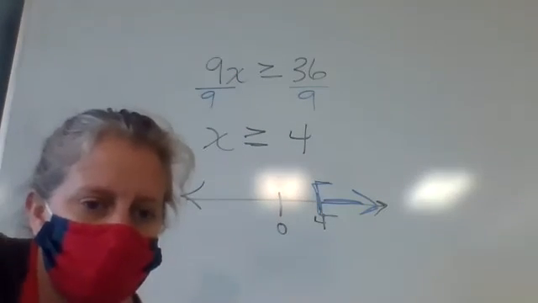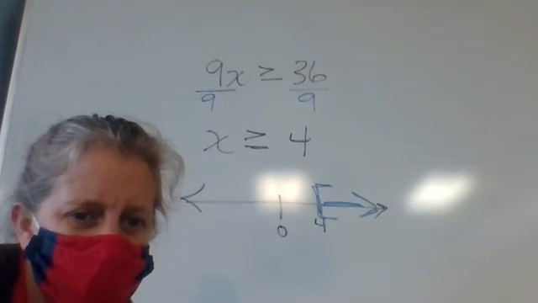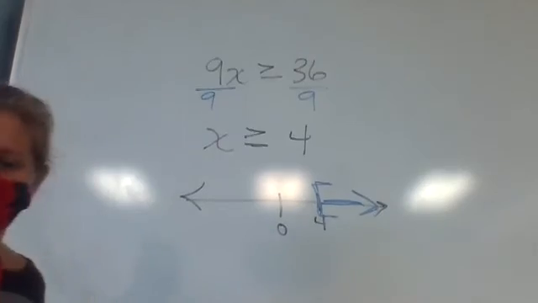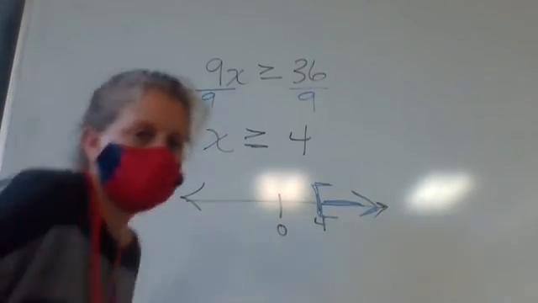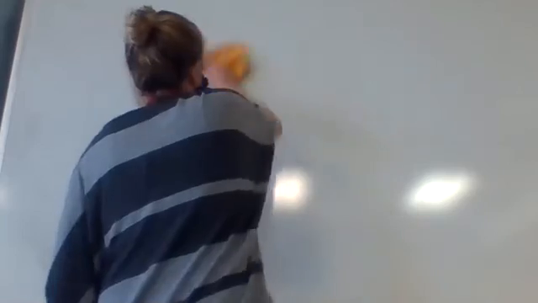All right, I've got time to do one more. I'll do the fraction one. Number 18. This does bring up a new thing that we haven't seen yet. Negative 7 over 2x is greater than or equal to negative 3 over 4.